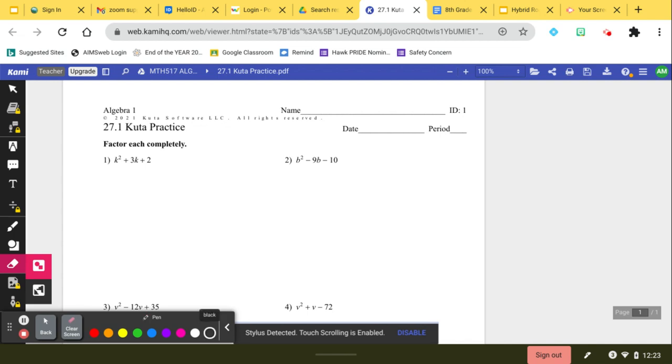Along with the video for the lesson, I just wanted to provide you some further examples, going along the worksheet in case you need some more examples.